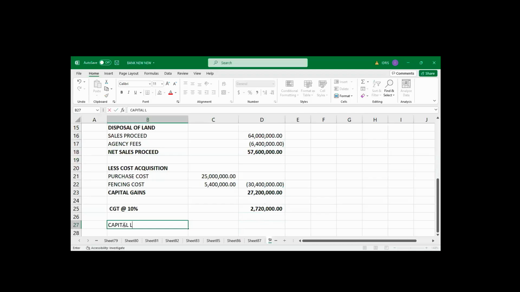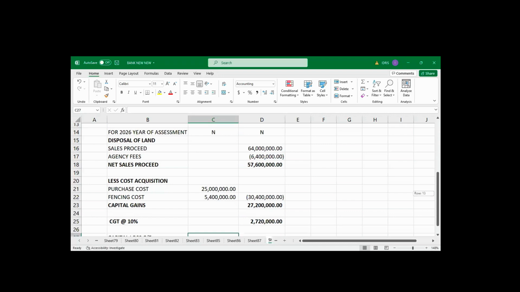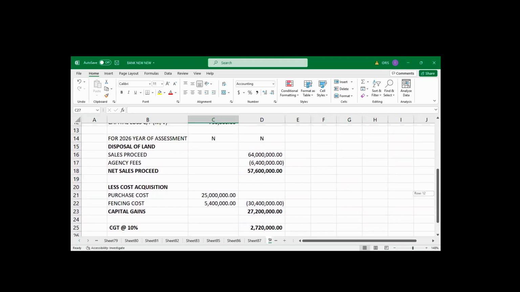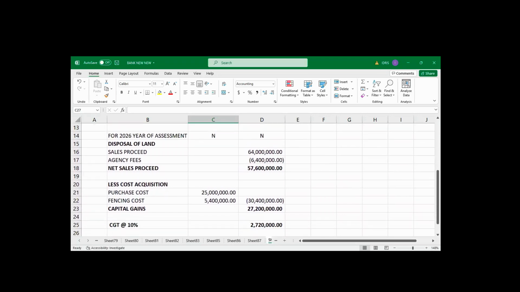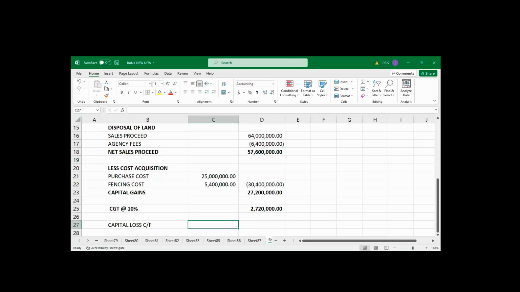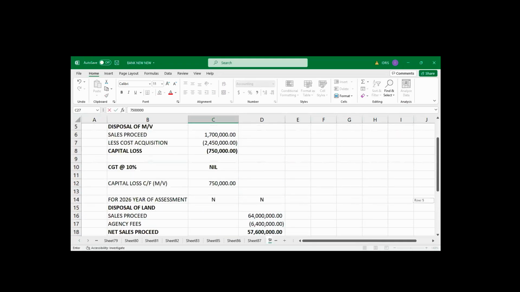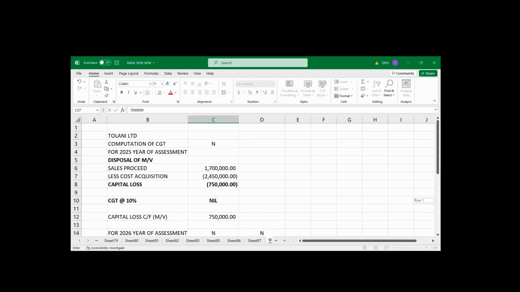Capital loss brought forward. Carry forward. How much capital loss am I still going to carry forward? 750,000. If you check 2025, it is 750,000, Abi? Yes, sir.